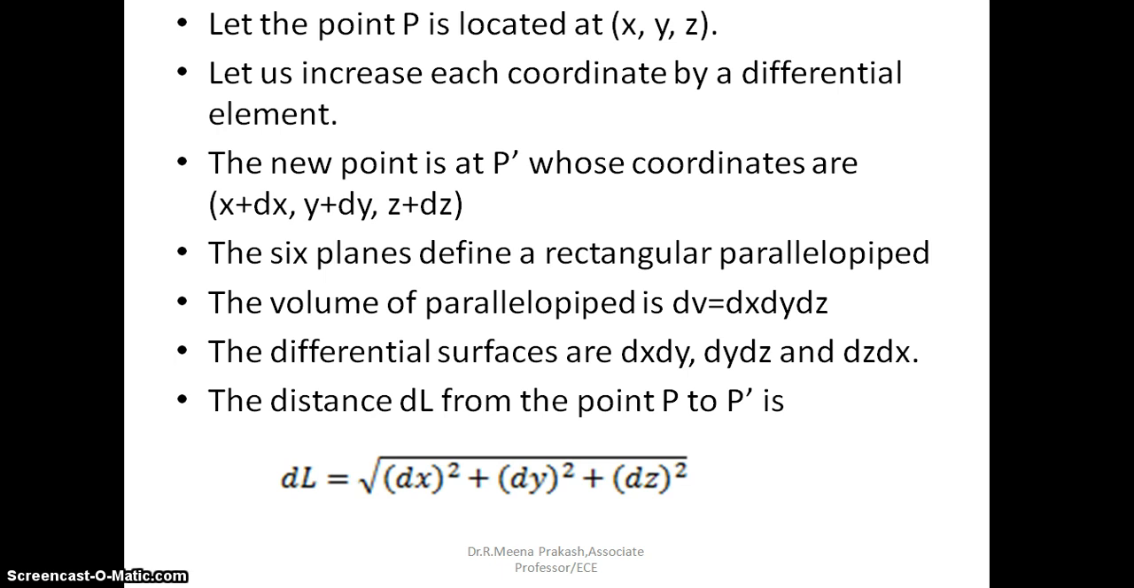So let the point P be located at x, y, z, and let the distance along each axis be incremented by a small amount. Say x is incremented by dx, y is incremented by dy and z is incremented by dz, so that the point now moves from P to P dash. Now the new point P dash is given by x plus dx, y plus dy, z plus dz. These are the coordinates of the new point P dash. So these six planes now represent a rectangular parallelepiped.